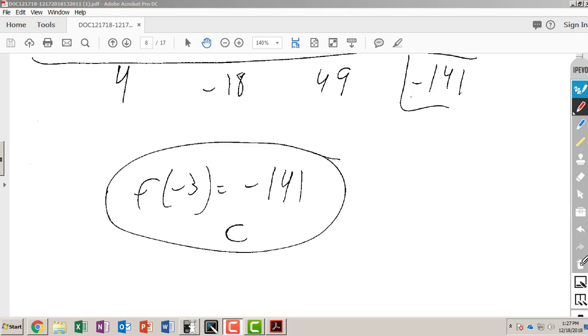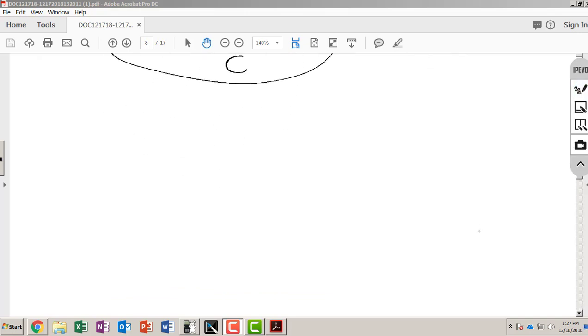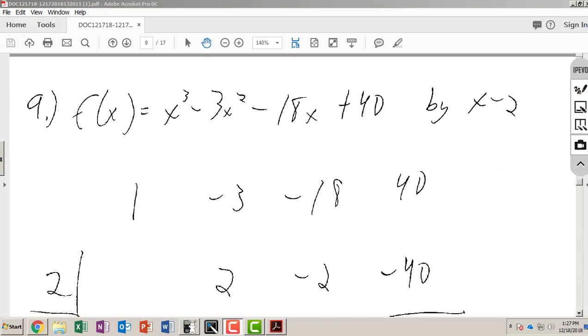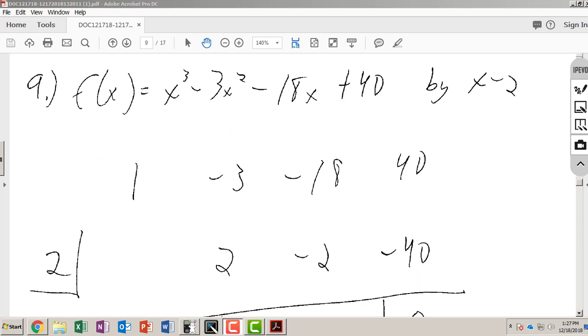Okay, on number 9, it gives us this equation: x cubed minus 3x squared minus 18x plus 40. It says to use synthetic division to divide f of x equals x cubed minus 3x squared minus 18x plus 40 by x minus 2, and then use the result to find all zeros of f. In other words, I'm going to find all the answers to my equation.